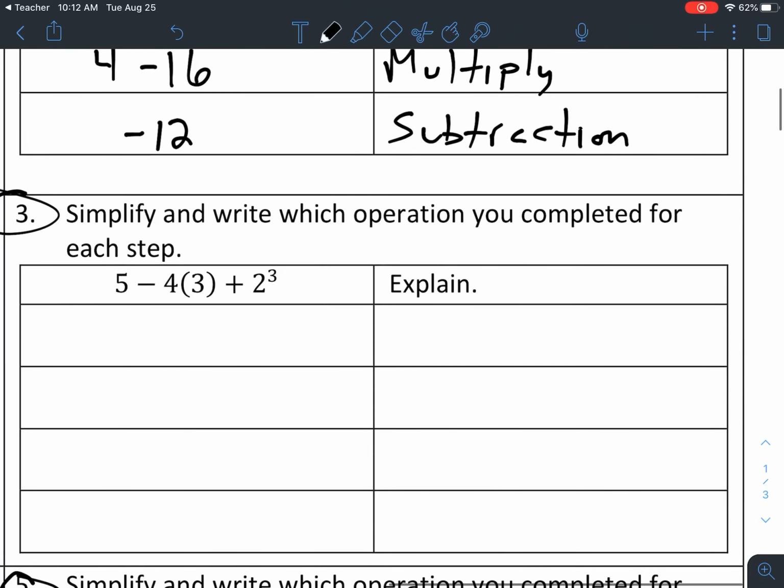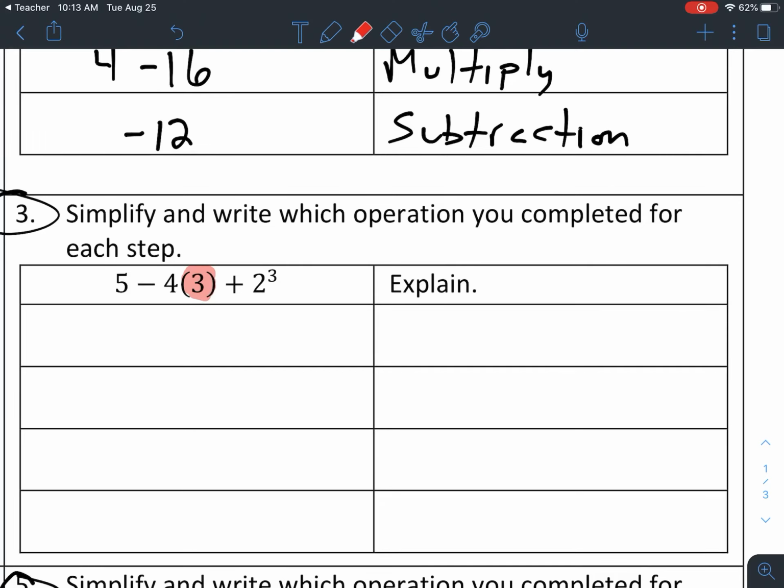Alright, now we have to do this order of operations. While we have parentheses here, there's nothing we have to do inside the parentheses first. So it's not like 3 plus 2 or 3 plus 1 or anything like that. So we don't have to worry about parentheses yet.